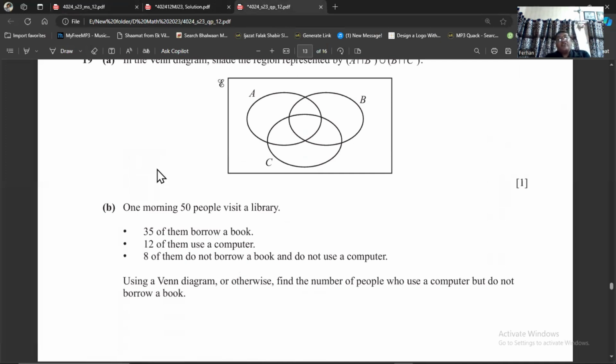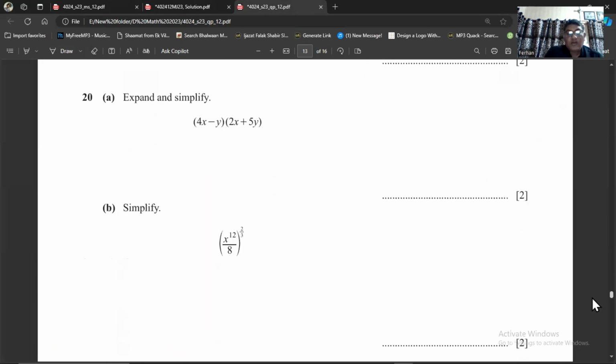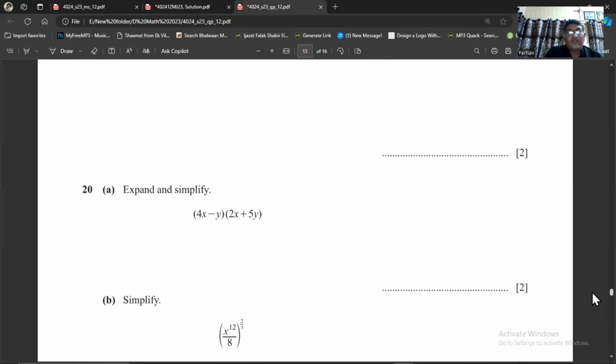Question number 19, and it's B part. He says, one morning, 50 people visit a library. 35 of them borrow a book. 12 of them use a computer. 8 of them do not borrow a book and do not use a computer. Using a Venn diagram, find the number of people who use a computer but do not borrow a book, I mean the computer only. Okay, so very simple, straightforward question.